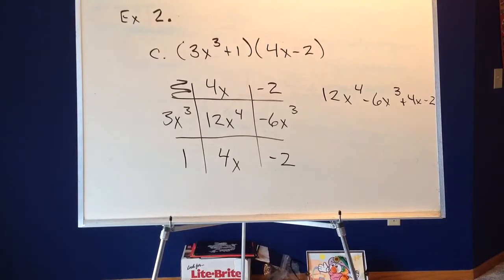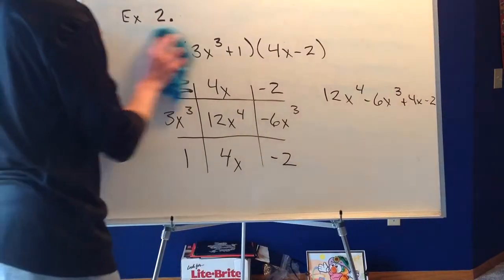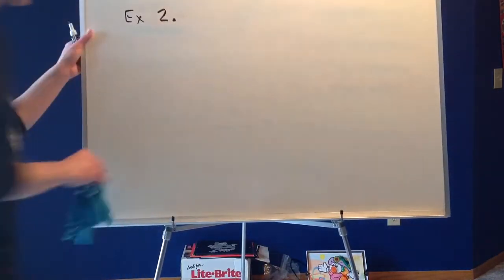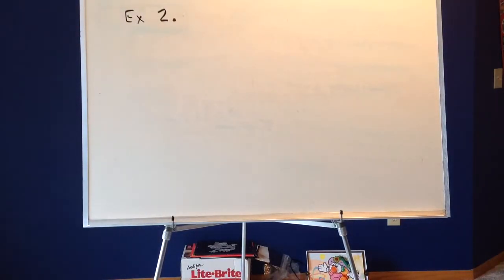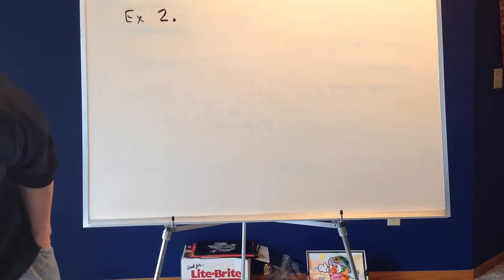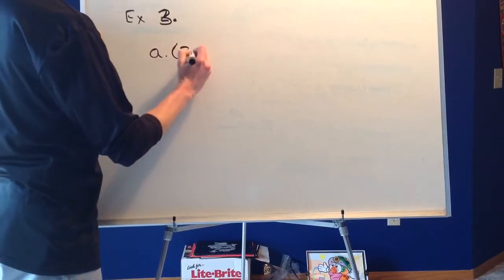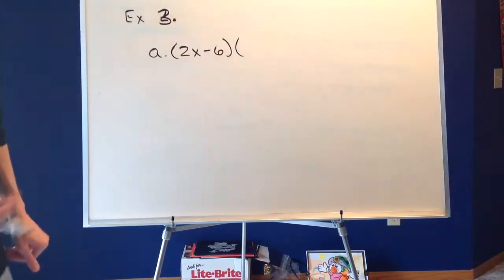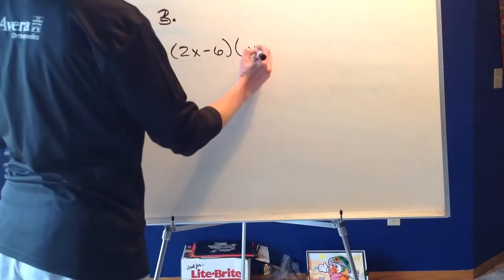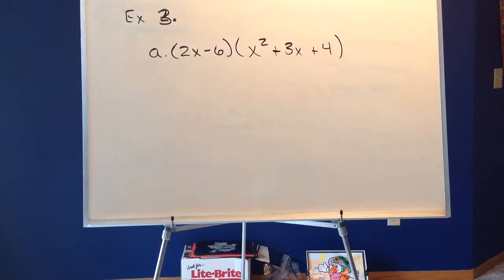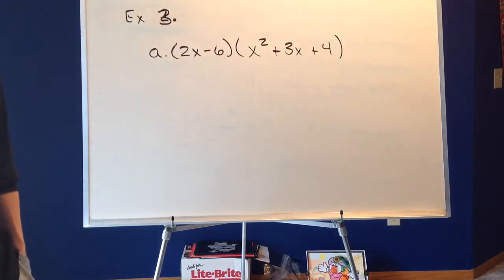All right, next what we need to do is we need to simplify if we have a binomial and a trinomial. Okay, so for this one you have 2x minus 6 and you have an x squared plus 3x plus 4. Now, you can do this one either by the distributive method or the table method as well. I'll do A by the distributive method, I'll do B by the table method, so you can kind of see how they do both work.